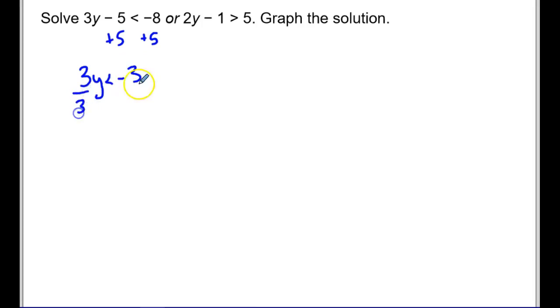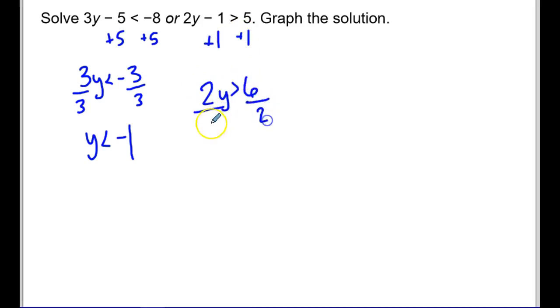Now I'm going to divide by 3 to get y by itself. Since I'm dividing by a positive number, I don't have to do anything to my signs. So now I've solved for y. Now you have to look at the second piece of the "or" statement and solve for the y there. So I add 1 to both sides. So 2y > 6. Again, I divide by that 2. Since it's positive, nothing changes.